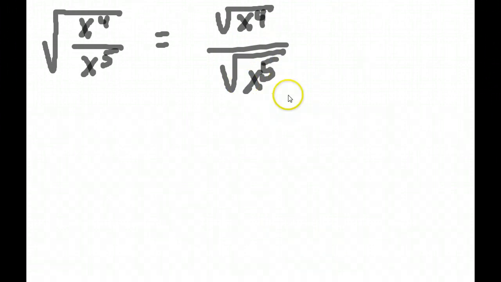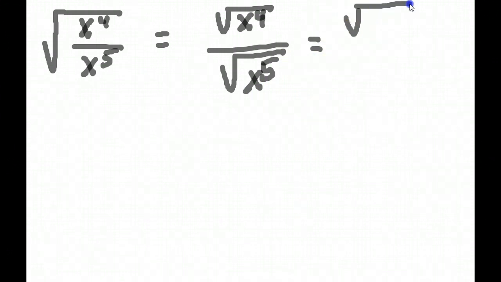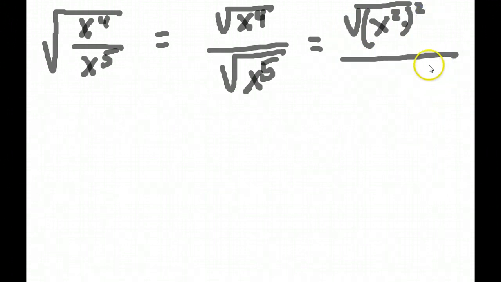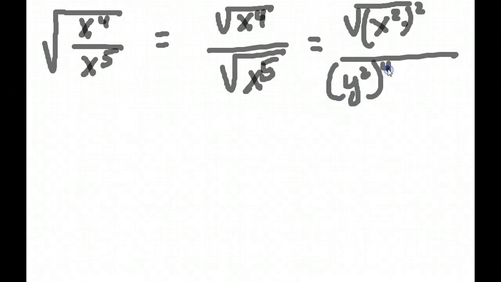So let's factor it into squares. Factoring into squares, what does that mean? So the numerator becomes the square root of x to the 2nd squared, which is the same thing as x to the 2nd times x to the 2nd. The denominator becomes y to the 2nd squared, because that's y to the 4th times y.